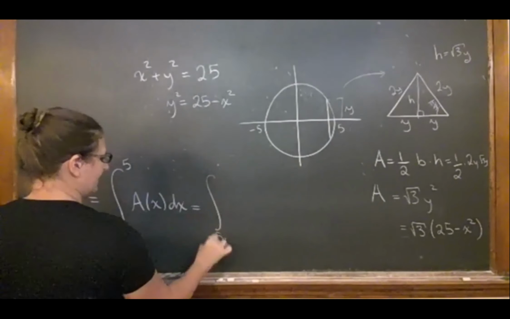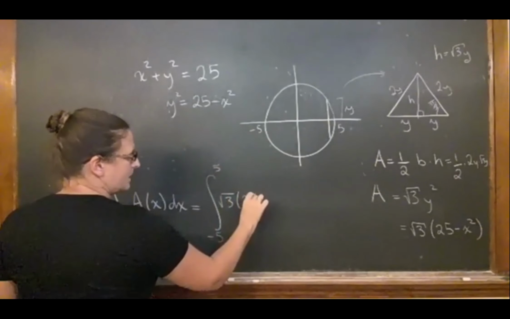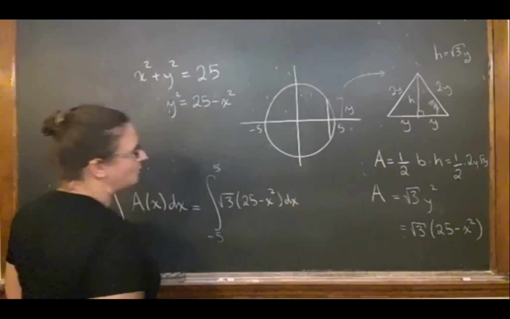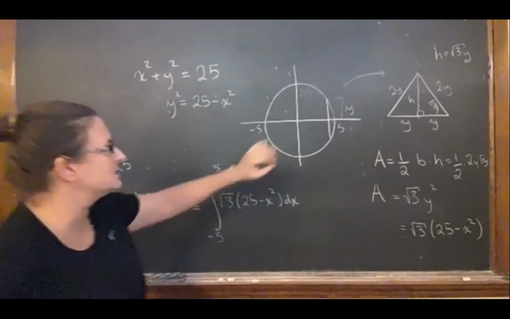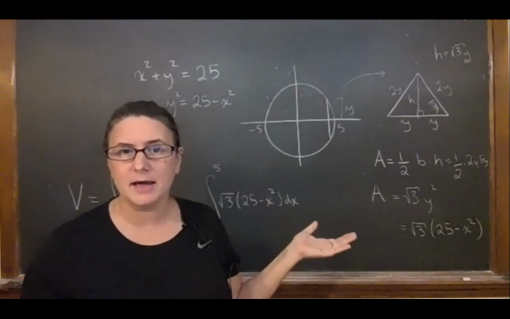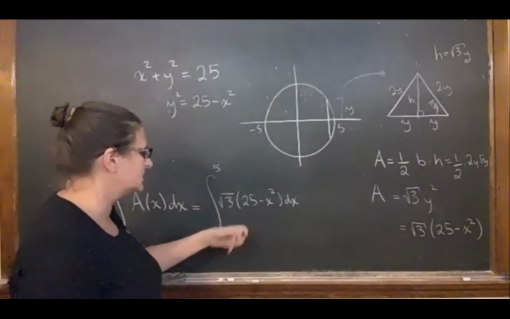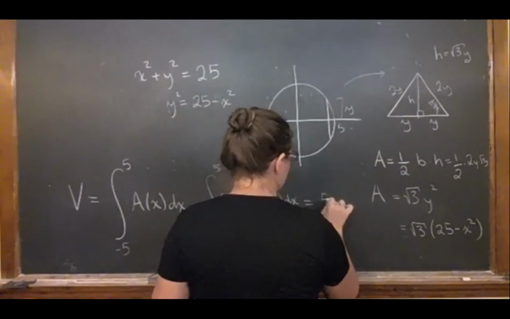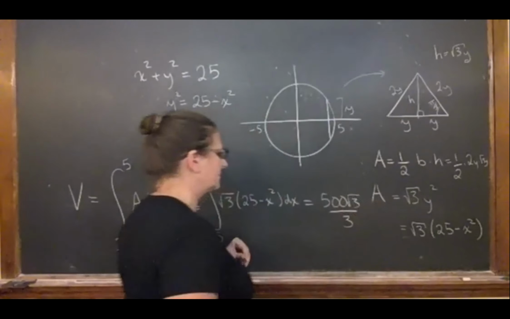So -5 to 5 of root 3 times 25 minus x squared. Actually, if I want, I can even take it from 0 to 5 for symmetry reasons, because it's going to look the same on either side. But it doesn't matter. You can go from -5 to 5 if you want. This integral is easy enough to do. I end up with 500 root 3 over 3.